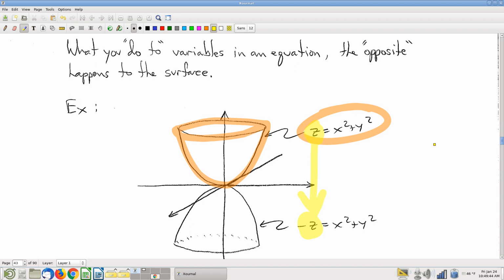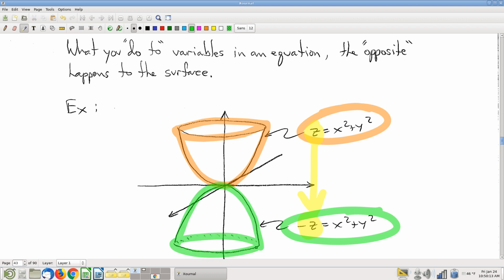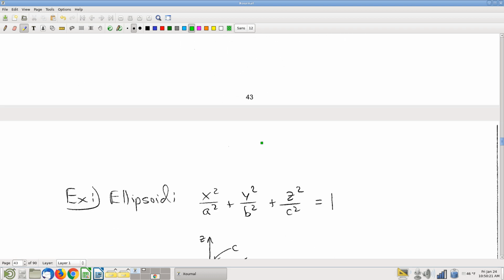So what happens? Well, all the points that were working in this original surface, I'm going to have to do whatever it is that undoes that minus sign. What do you do to a number to undo multiplying by -1? Well, the answer is you multiply by -1. And so that's the point of view I want to take on why this equation describes that surface. All the z-coordinates got multiplied by -1. Okay. Here's a bunch more examples.